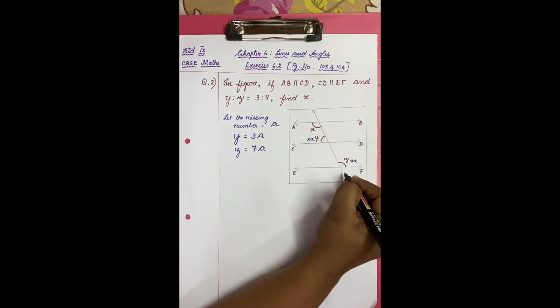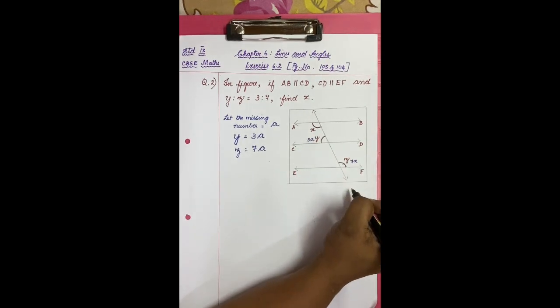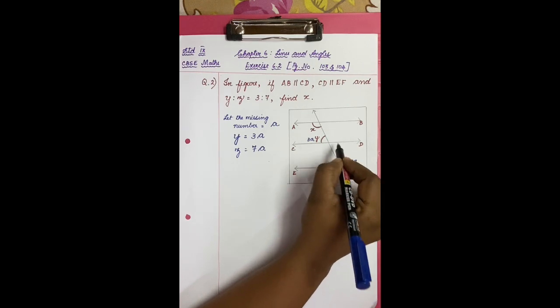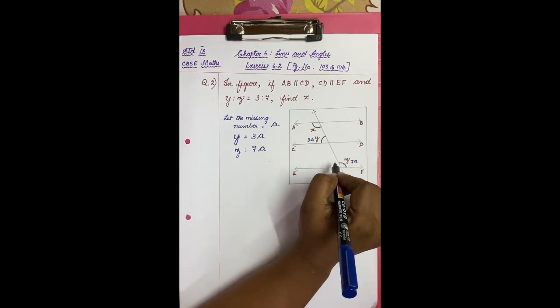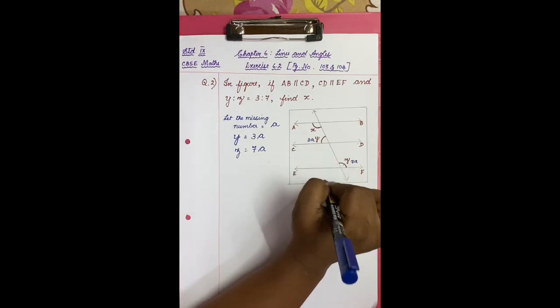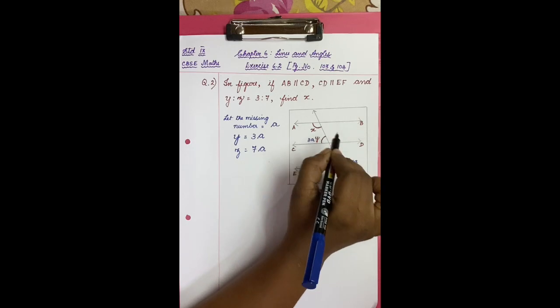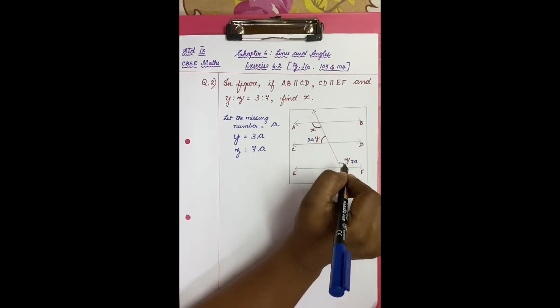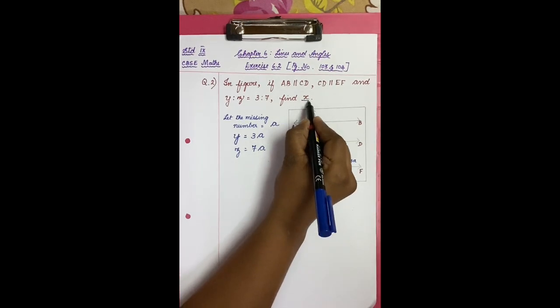So there are 3 parallel lines and a transversal. Surely we are going to use the fact that they are parallel. Corresponding angles are equal, co-interior angles are supplementary, alternate angles are equal. Out of these 3 properties, we are going to use one of them to find the value of x here.